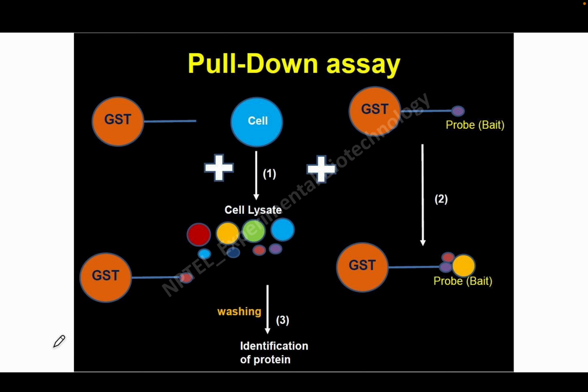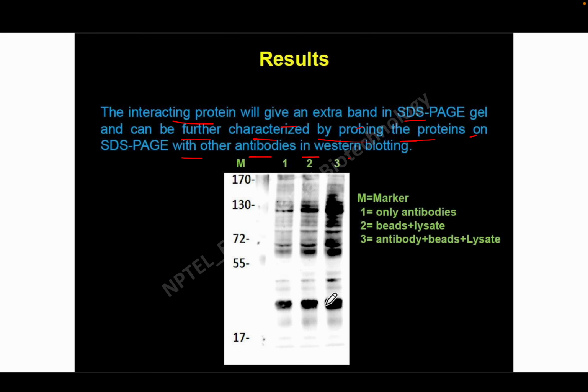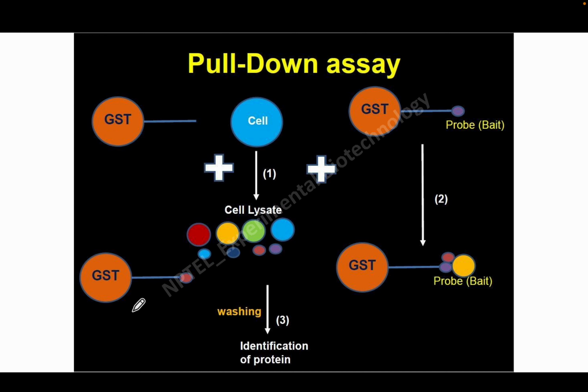Now, from the extra bands, you will be able to understand which are your lysates, and you can do Western blot to specifically identify your protein. Now you can also do a pull down assay.